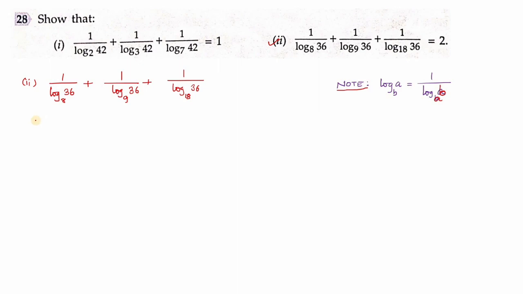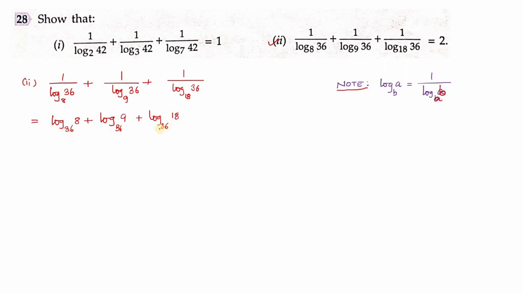So let's do that then. So if we exchange, then it becomes the reciprocal. Okay, keep that in mind. So we have log, so this 36 comes to the base, so 36, and this 8 goes out here. Similarly, this becomes log 9 at the base 36 and this becomes log 18 at the base 36.